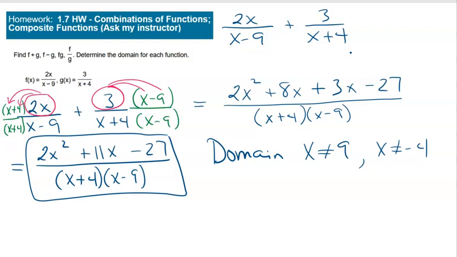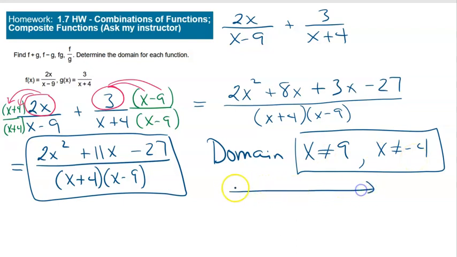Now, this is the domain, but that is not in interval notation. So the domain in interval notation means what can we plug in versus what can we not plug in. Well, we can't plug in 9 and negative 4. If you look at that on a number line, here lives negative 4. That guy is out. Can't plug that in. Here is 9 somewhere over here. That guy is out. You can't plug that in either.